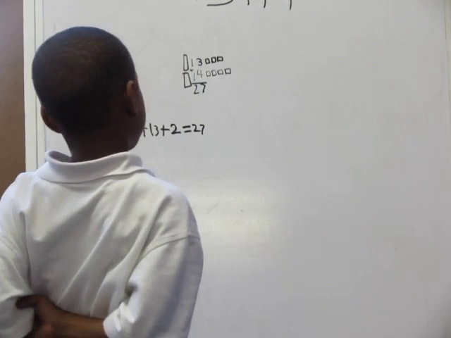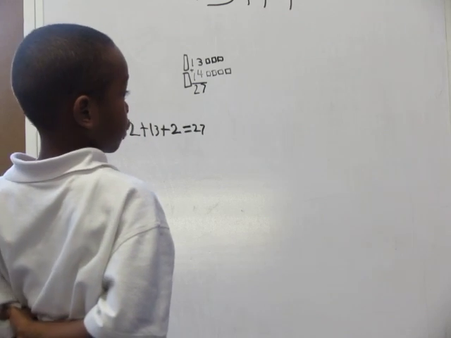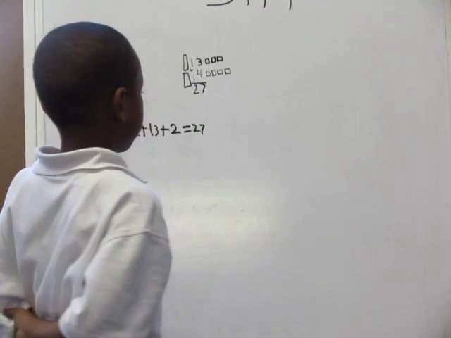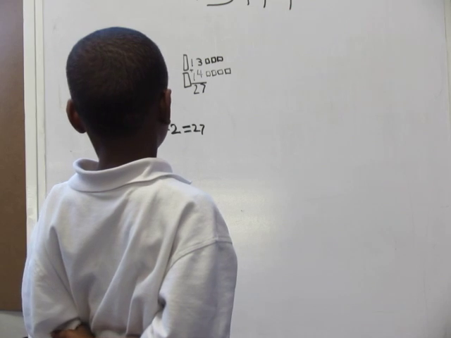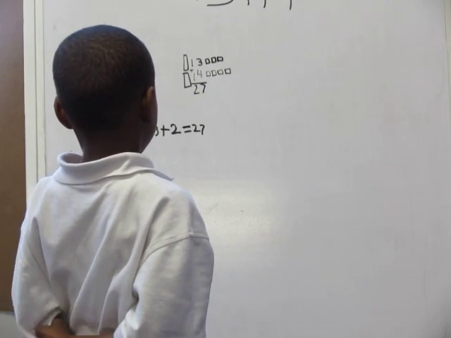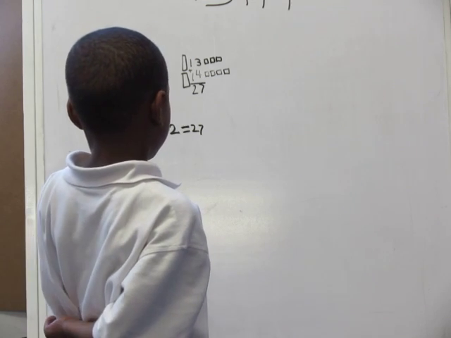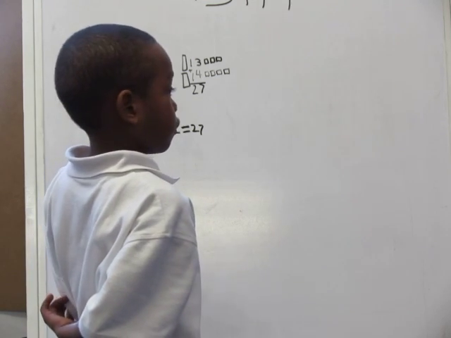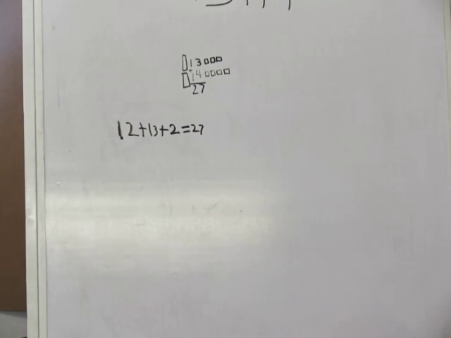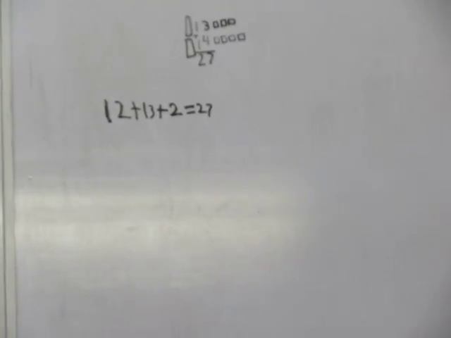I used 5 plus 2. Where'd you get the 5 and the 2? I know 5 plus 2 is 7, so I add 2. Okay. Eddie?